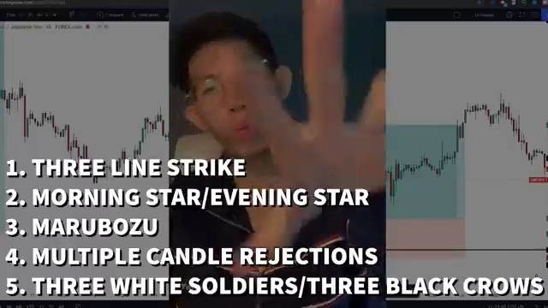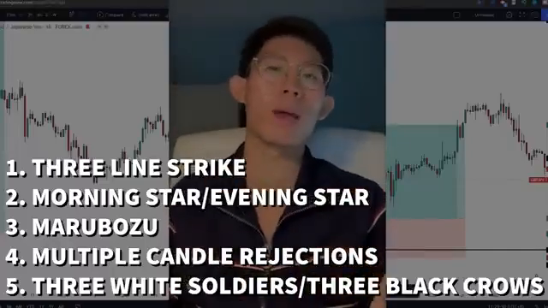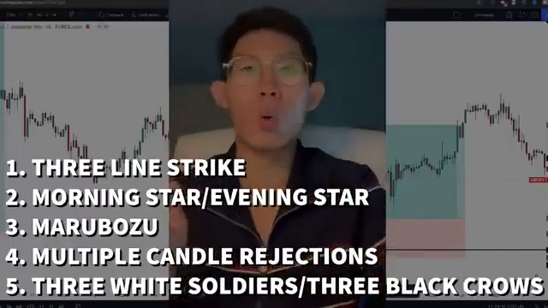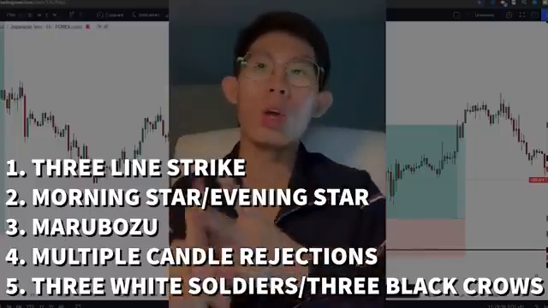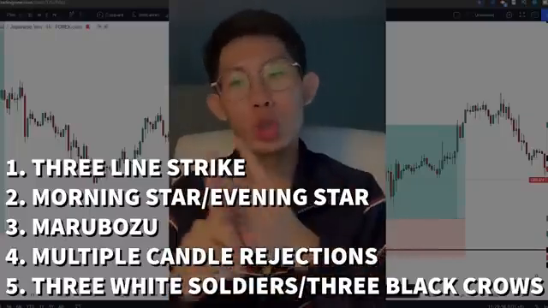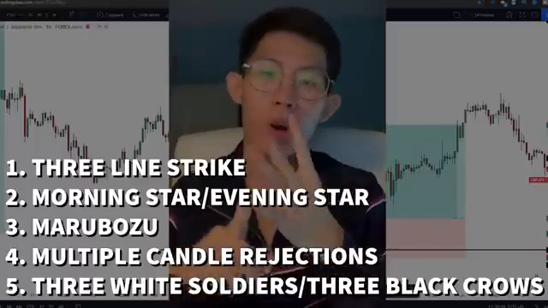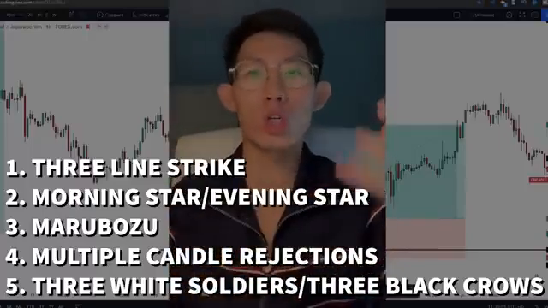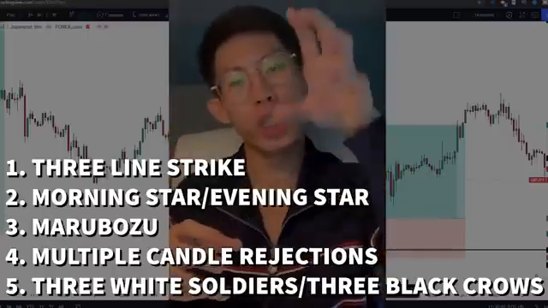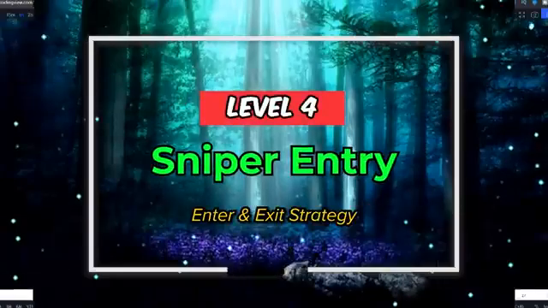So these are the five reliable and profitable candlestick patterns that you need to know. Number 1, your three-line strike candlestick pattern. Number 2, your Morning Star or Evening Star. Number 3, your Marubozu candlestick. Number 4, your multiple candle rejections. And number 5 is your three white soldiers and three black crows.